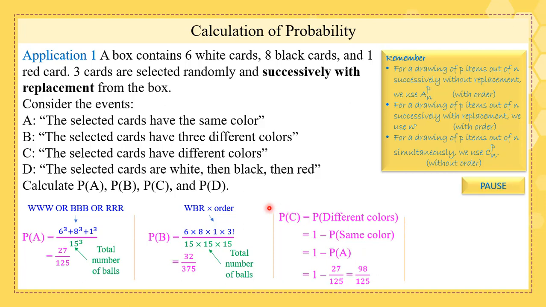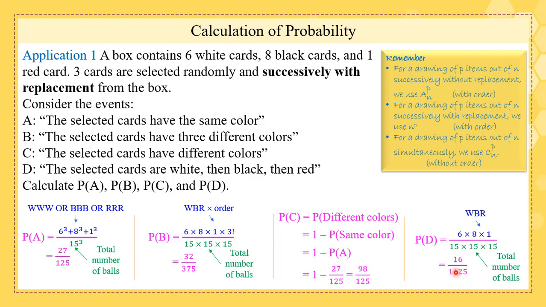And finally, try to do P of D alone. Pay attention here to the selection. So the selected cards are white, then black, then red. So here the order is given by the question itself. So we have white, then black, then red. That's it. And the answer is 16 over 1125.